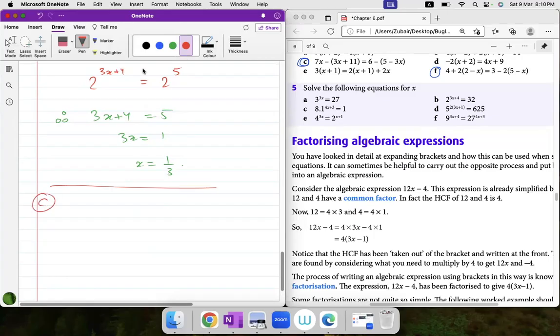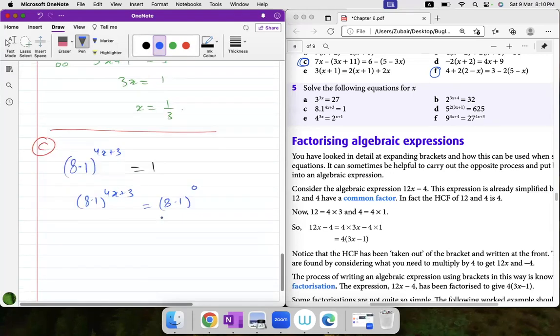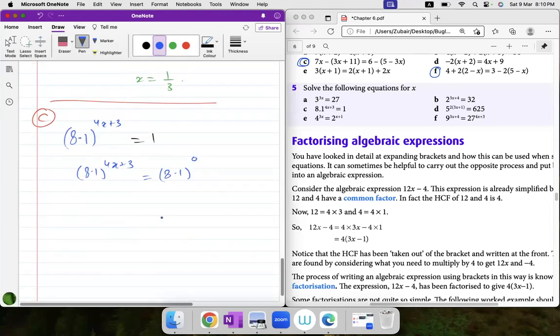C part. 8.1 raised to the power, that's equal to 0 if it's going to equal to 1. That's right. So we'll write our first step as 8.1 raised to the power 4x plus 3 is equal to 8.1 raised to the power 0. So this is our first step. Basically, writing these steps, we are giving him the reasoning why we're doing so. I got negative 3 over 4. That's correct.